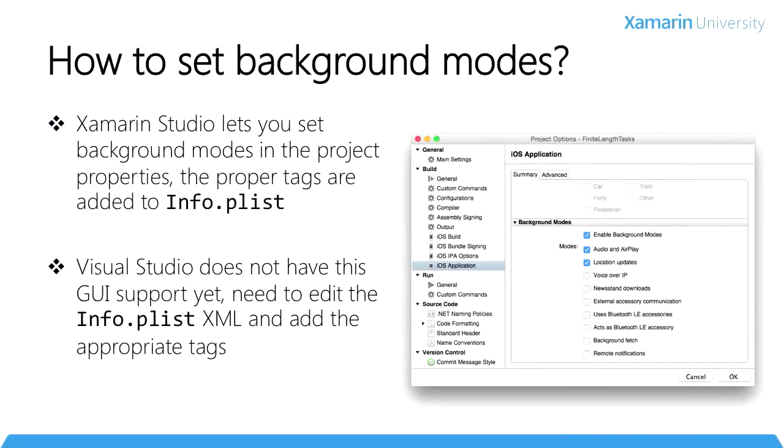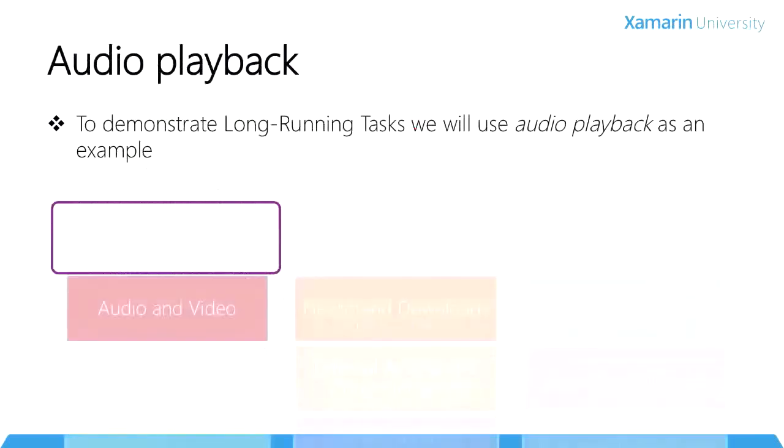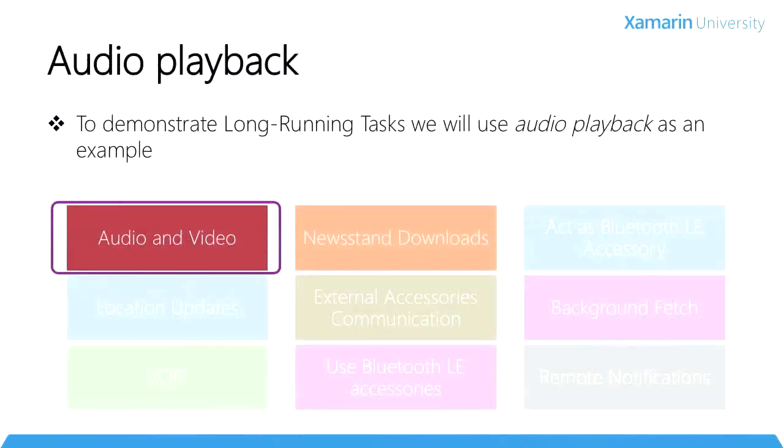We can edit the info plist manually, like I said before, or we select the appropriate modes in Xamarin Studio. Currently, this is not available in Visual Studio, so either open the solution quickly in Xamarin Studio and place the checkboxes there, or edit the file manually. So audio and video is what we are going to focus on here today, because we want to code a little MP3 player.